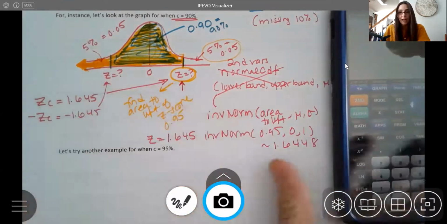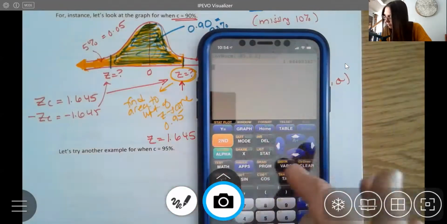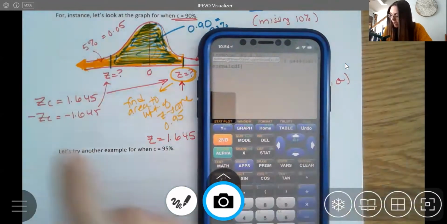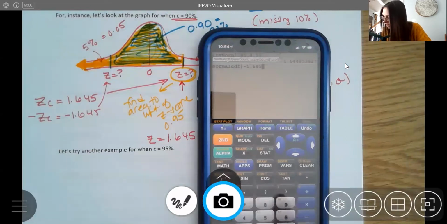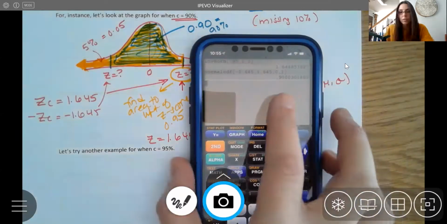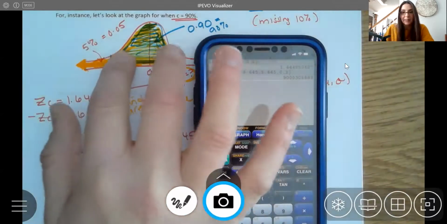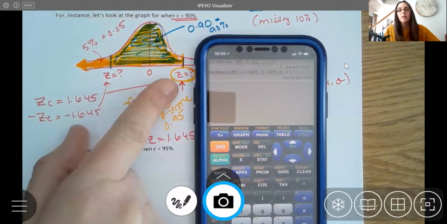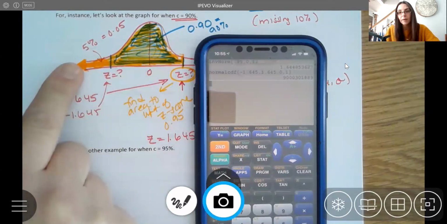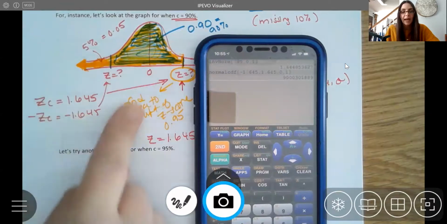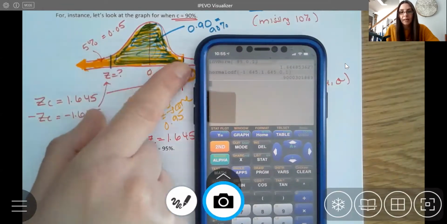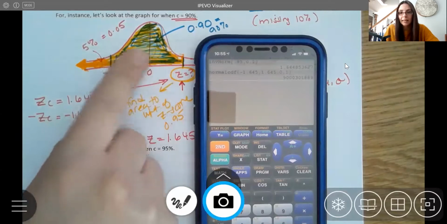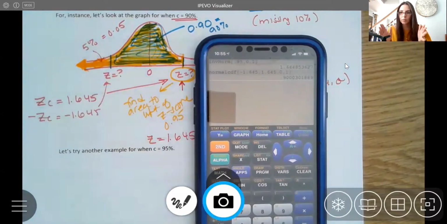Now if you want to check, you go into the normal CDF and use a lower bound of negative 1.645 and an upper bound of positive 1.645, a mean of 0 and a standard deviation of 1. You do see you get 0.90, which is that 90% in between. It's a little bit weird to work backwards and look at the area totally to the left of that positive one. But once we have those two z-scores, if we plug them back into the normal CDF, I do get that 90% area in between those two.